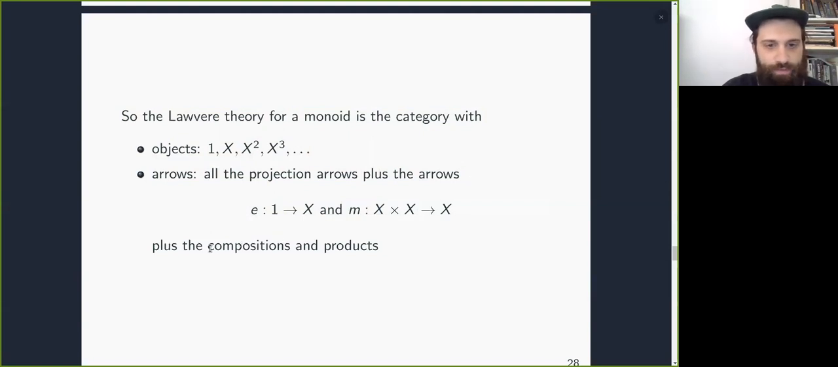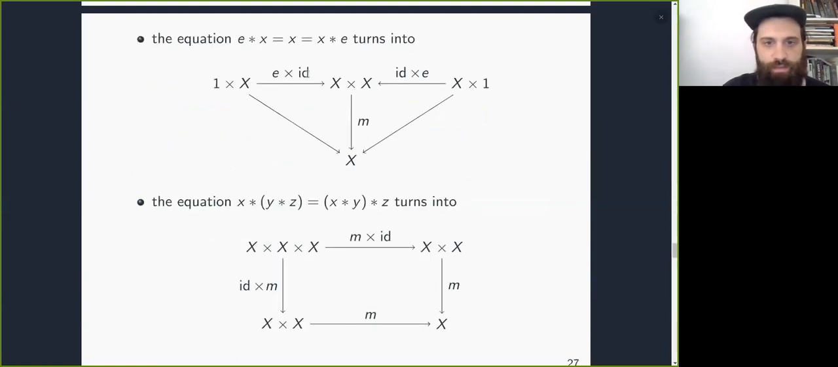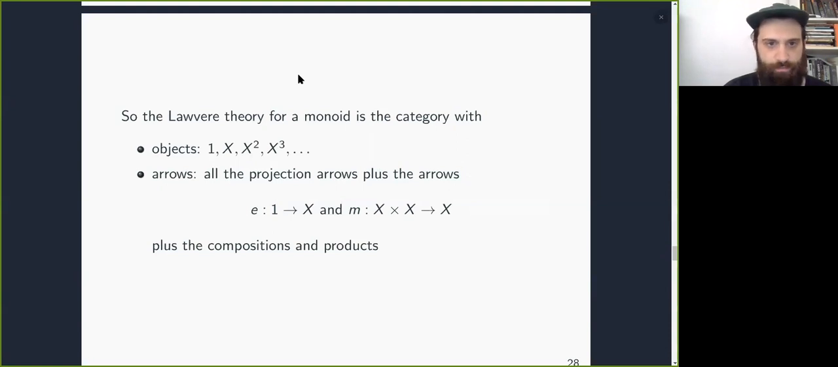And plus you also have all the compositions of the projection arrows with these, and you can take products of arrows. Where products of arrows is kind of like we did up here, where you can think of it like doing things in parallel almost. So that's the Lawvere theory for a monoid.